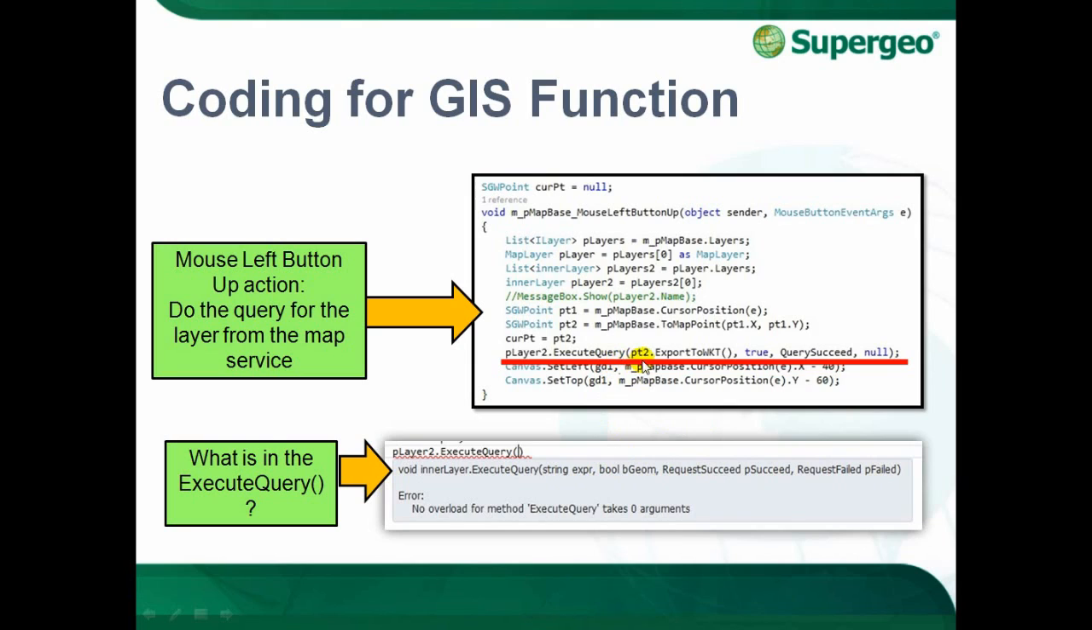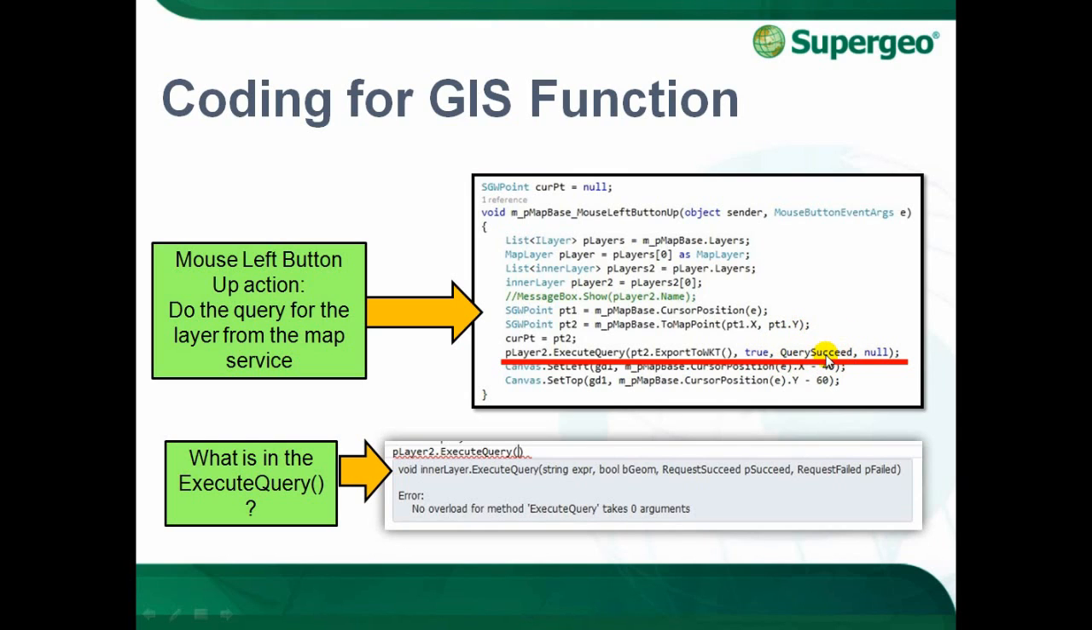So back to the coding part here. This is the first parameter, the expression in string format. It will send the coordinates to do the query, and then get the geometry. Because it is a Boolean format, it is either true or false, so set as true. And once the query function succeeds, we need to execute this query succeed function. And if the query fails, we just return null.